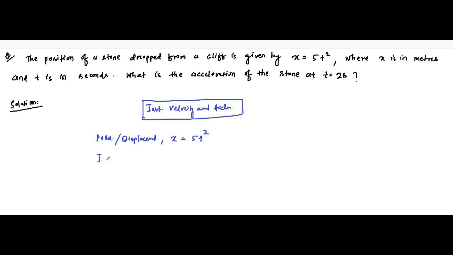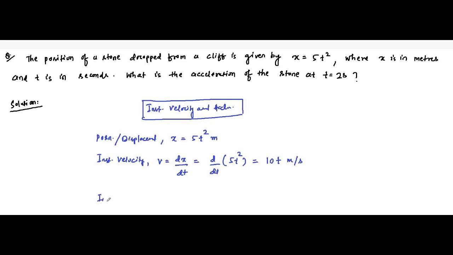Now instantaneous velocity is given by v is equal to dx by dt, which is equal to d by dt of 5t square, which is equal to 10t meters per second. This is meters, this is meters, this is 10t meter per second.